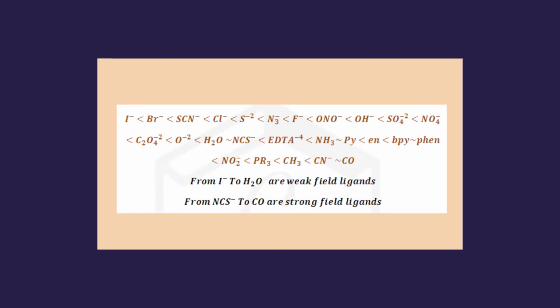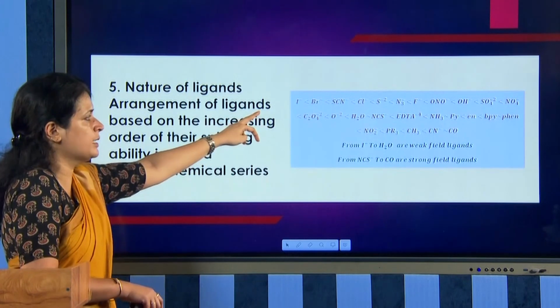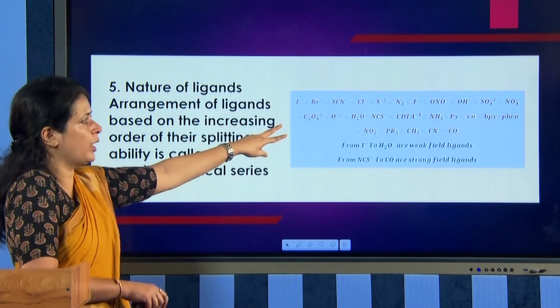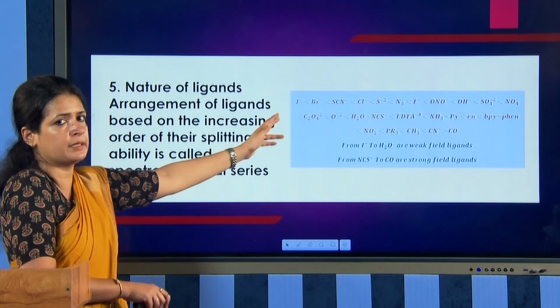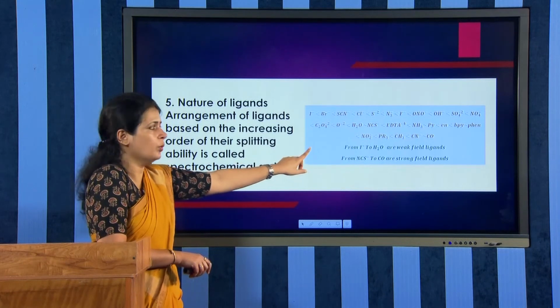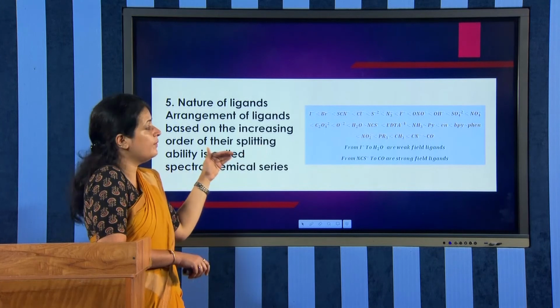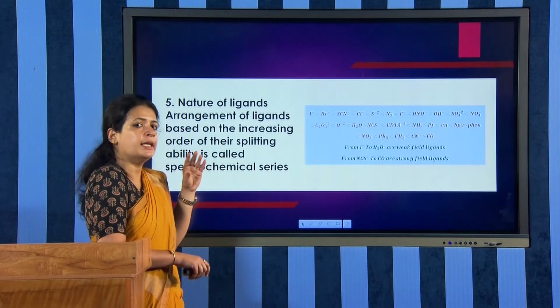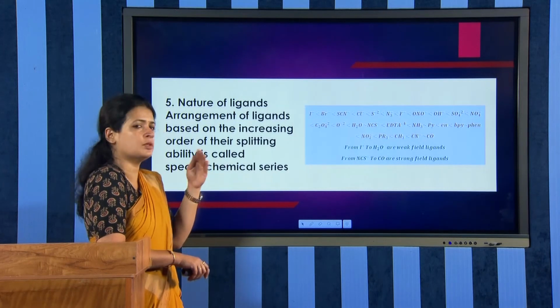From I minus to CO, you can see that different ligands are arranged: I minus, Br minus, SCN minus, Cl minus, S2 minus, N3 minus, etc. Just see the spectrochemical series. From I minus to H2O, that is water, the aqua complexes, we have seen different aqua complexes where H2O acts as a ligand. In those cases, from I minus to H2O, these ligands are called weak field ligands, because they have a lesser capability for splitting.